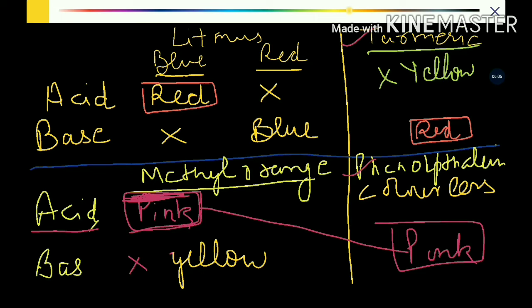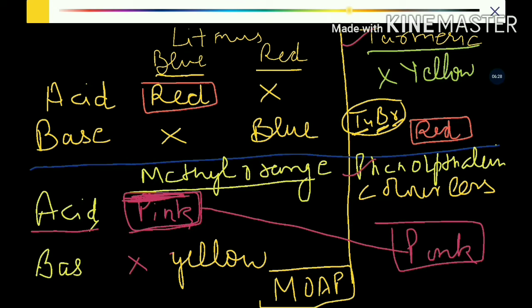So we can also make a short form like this. Turmeric: TUBR, tuber. So turmeric shows base red color. Similarly for methyl orange, MOAP. So methyl orange acid pink. So we can learn tuber and MOAP in order to remember the colors for a long time.